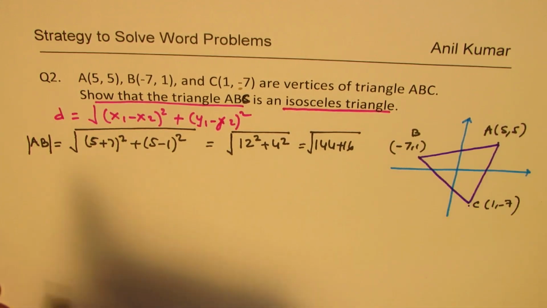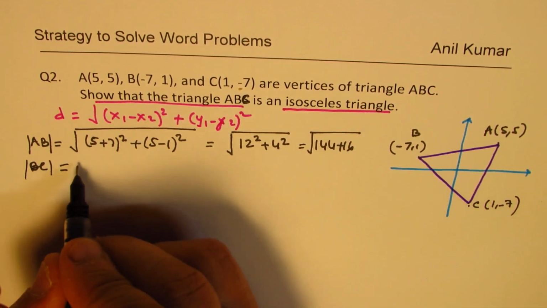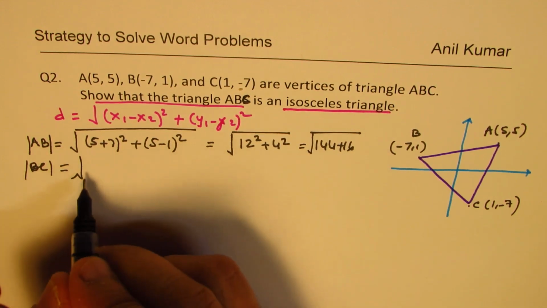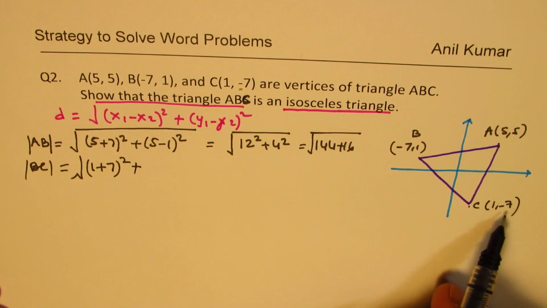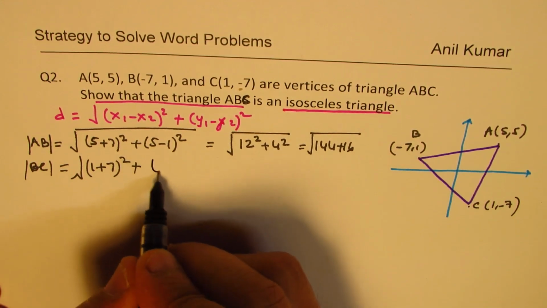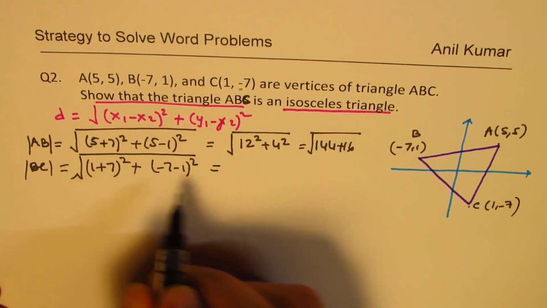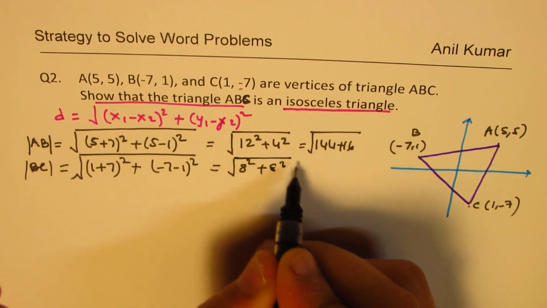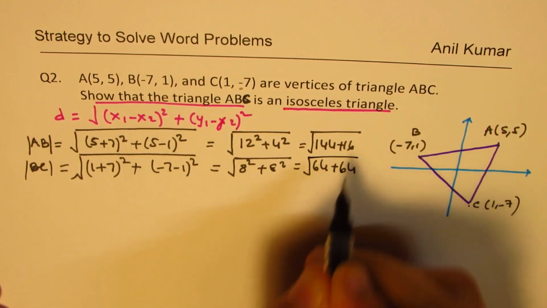Now, what is B to C? So B to C will be 1 minus 7, which will become plus 7, plus minus 7 minus 1 whole square. So both are 8, right? So we get 8 square plus 8 square, which is 64 plus 64 square root.